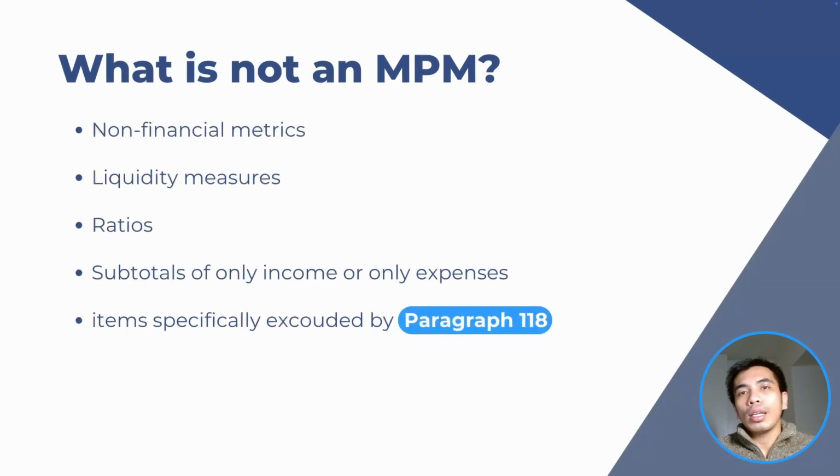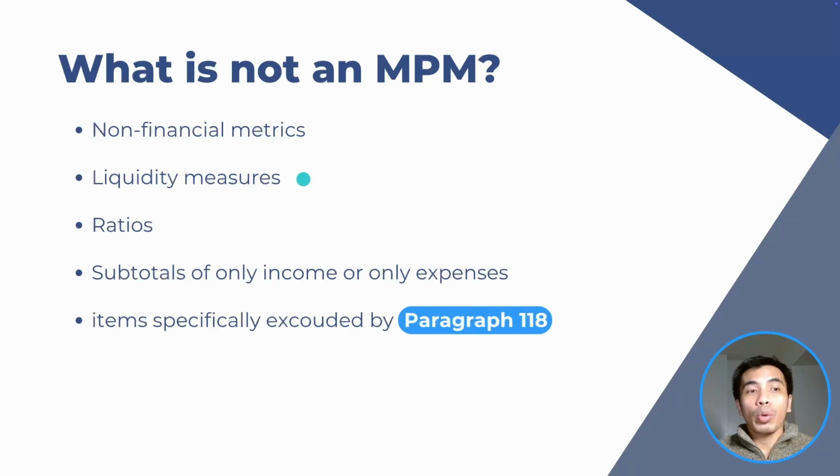So most importantly, let's talk about what is not a management-defined performance measure. The list of what is not an MPM can be derived from the basic definitions of what is a management-defined performance measure. For example, non-financial metrics are excluded from MPM, for example, customer satisfaction scores. This is not a subtotal of income and expenses. This is not a financial measure. So you don't have to disclose in the financial statements how you computed your non-financial metrics.